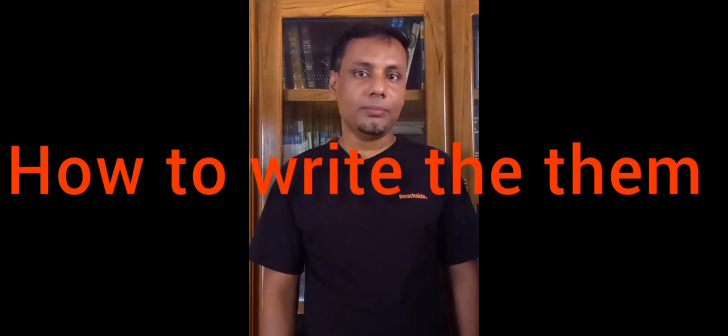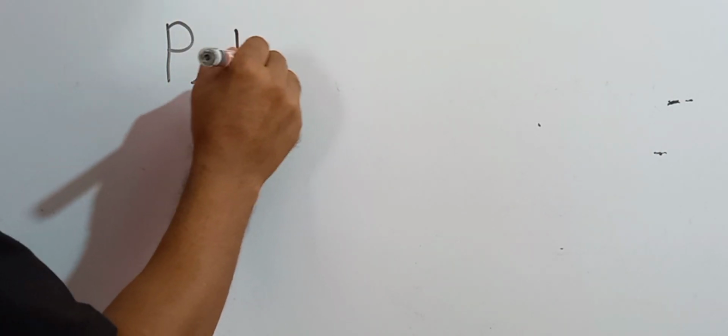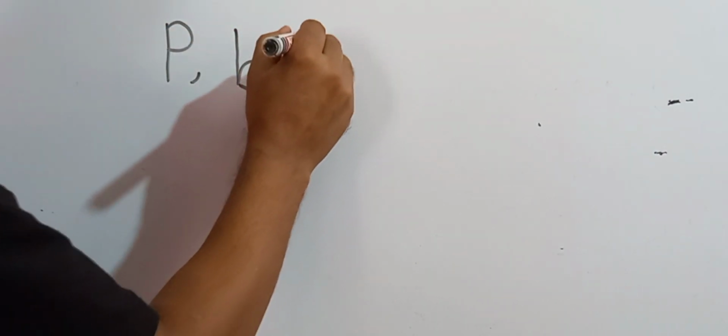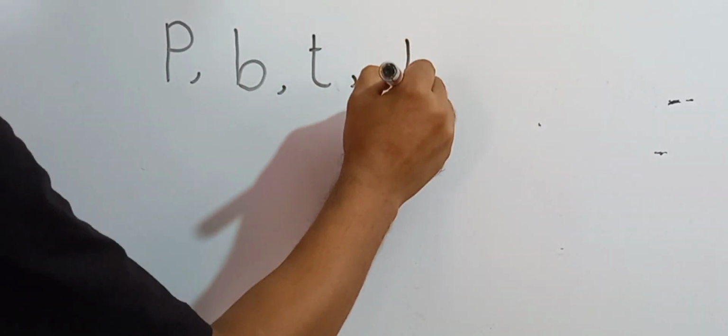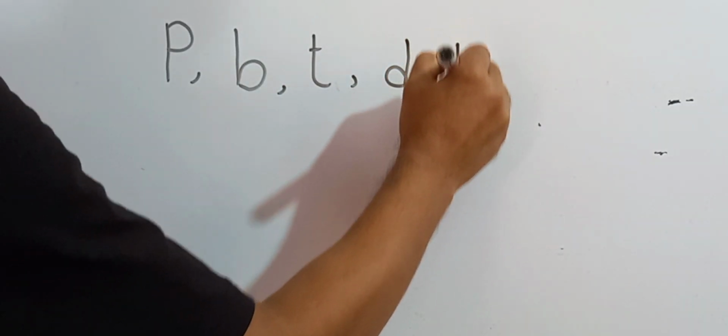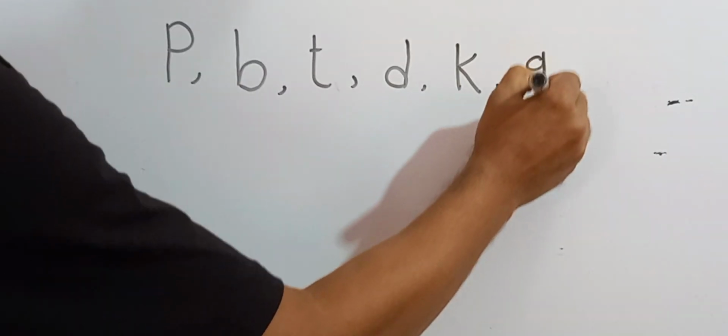Now, I'm going to show you how to write them. Pa, ba, ta, da, ka, and ga.